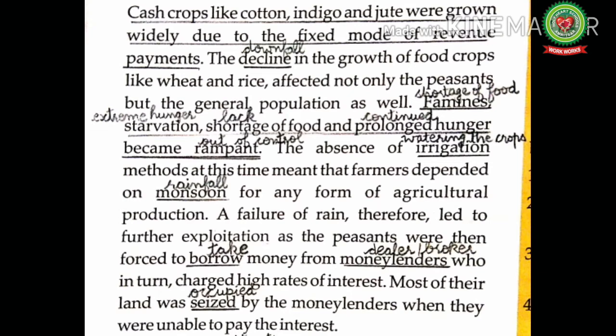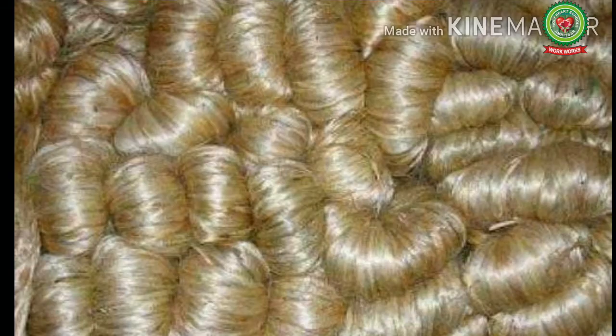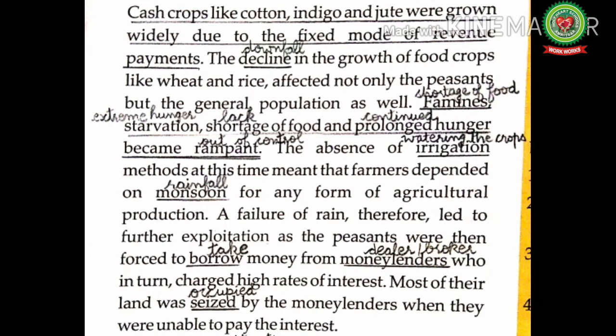Cash crops like cotton, indigo, and jute were grown widely due to the fixed mode of revenue payments. The decline in the growth of food crops like wheat and rice affected not only the peasants but the general population as well. Means farmers were allowed to grow only those crops which the company could sell in the market for its profit, and those crops included cotton, indigo, and jute. And even farmers were forced to sell the cash crops to the company at low prices.